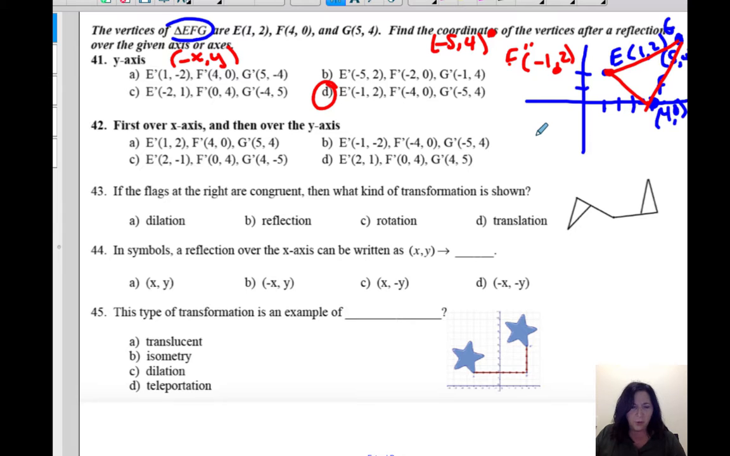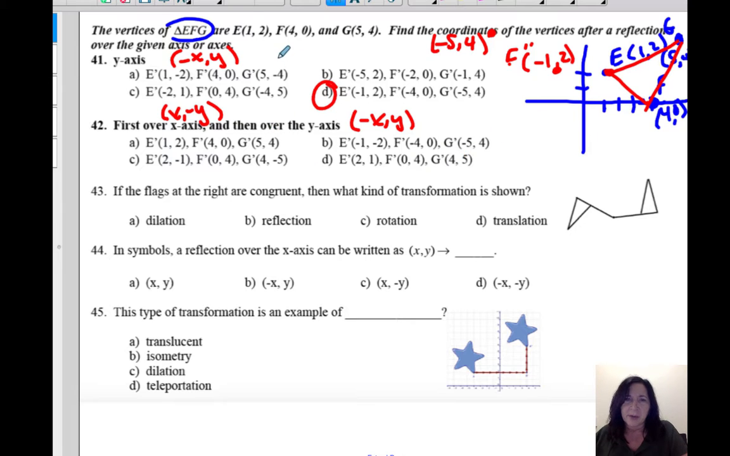Okay, so reflecting over the x-axis, that's going to give me x, negative y. And then reflecting over the y-axis is negative x, y. So for these problems right here, you actually need to pick a point and then see which one works. It does look to me like all these points are different. So that's going to be super helpful.